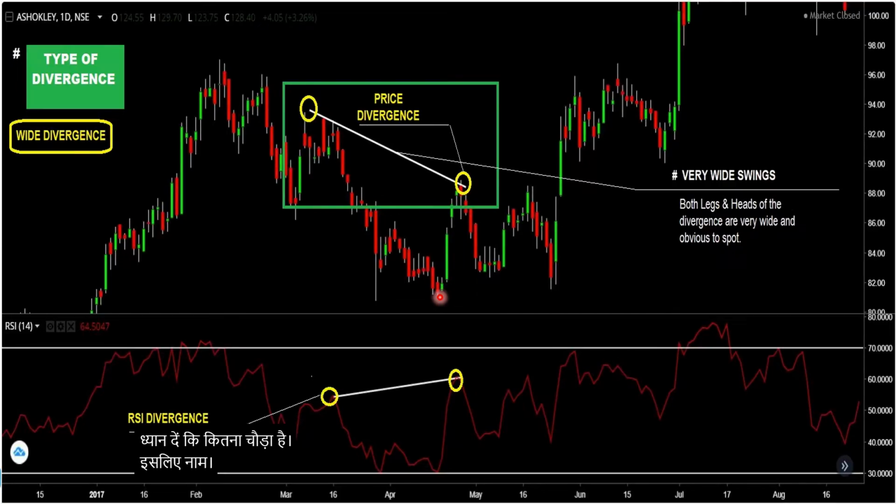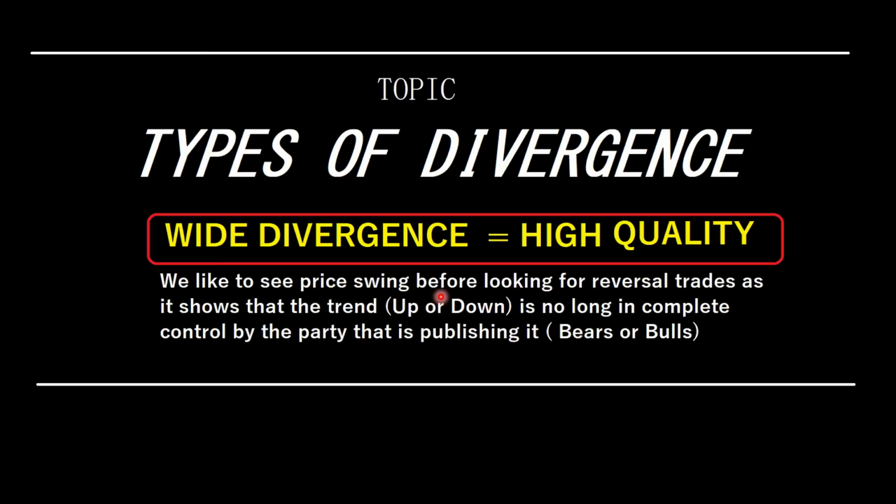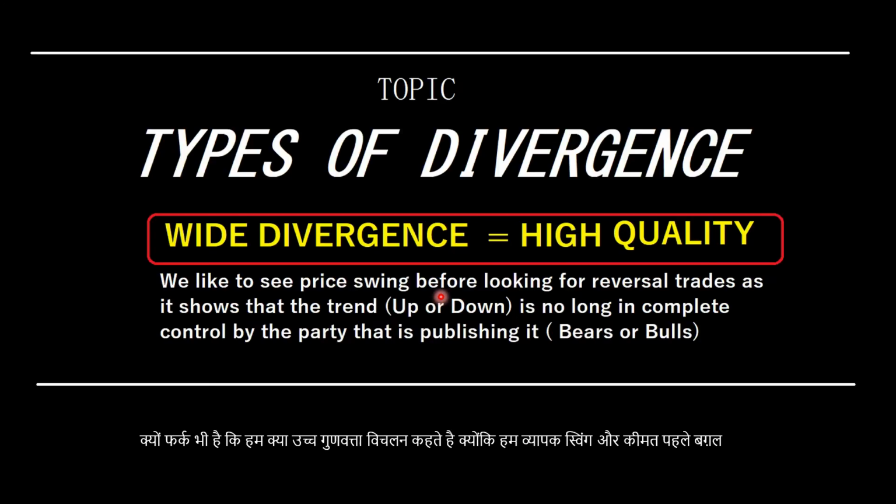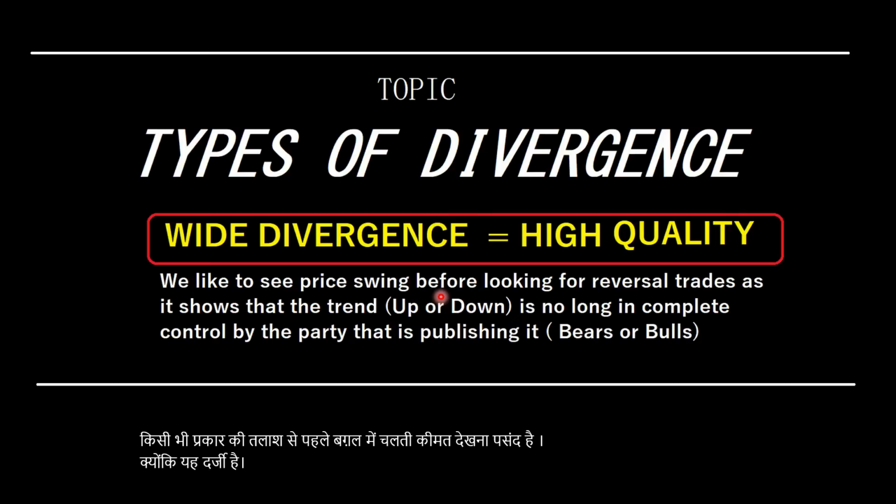So, how does wide divergence relate to price action? Wide divergence is also what we call high quality divergence, because we like to see wide swings and price moving sideways before looking for any kind of reversal trade. It tells us that the side in control of the dominant trend before the reversal is no longer in complete control, hence causing the wide swings in both directions.